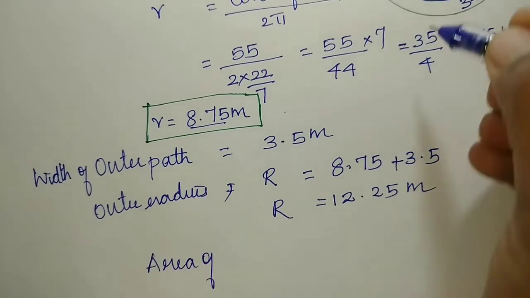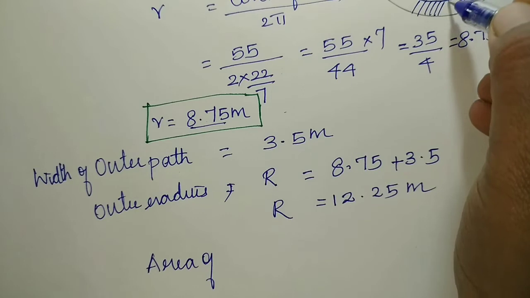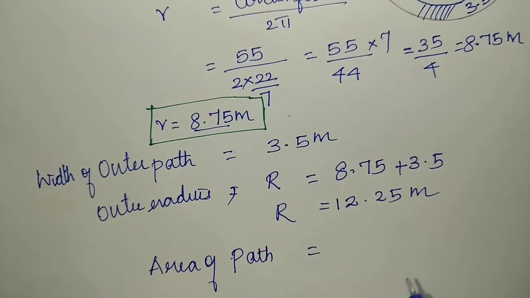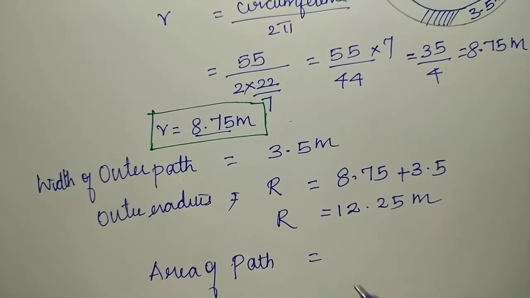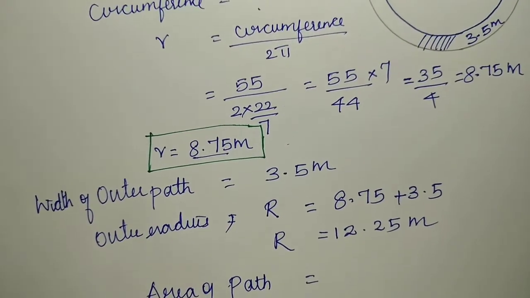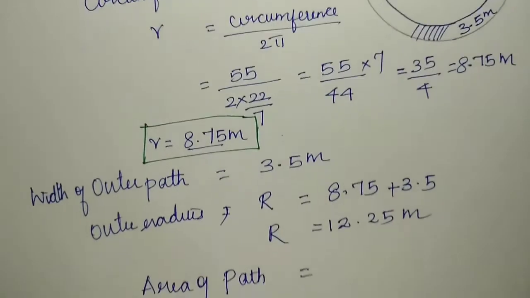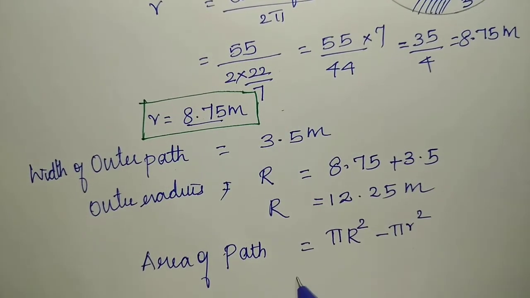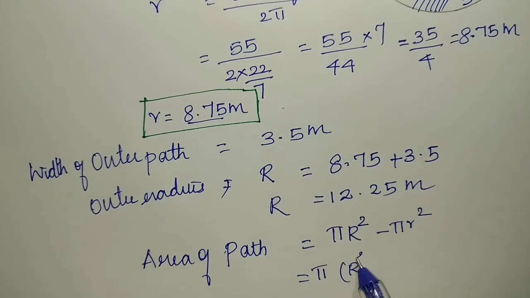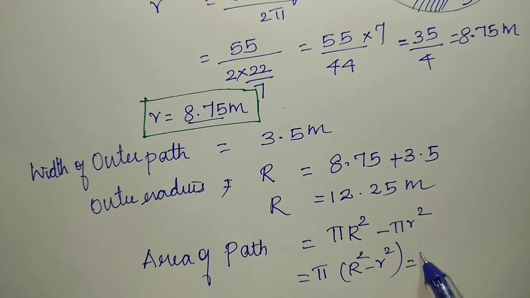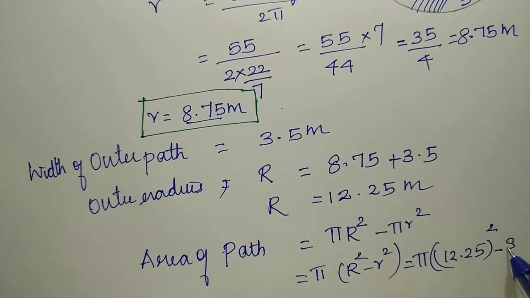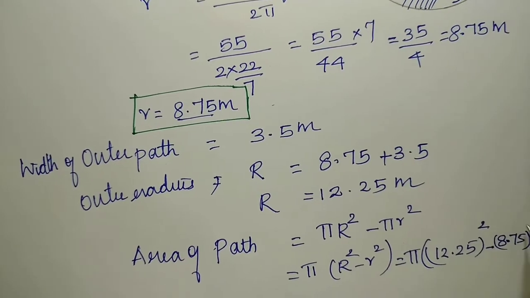Now we have to find this particular area. What is the area? Area of the path. Just now I told, when there are two concentric circles, there will be two radii. So pi R square minus pi small r square. Take pi outside: R square minus r square. Pi into, what is capital R? 12.25 the whole square minus small r, 8.75 the whole square.